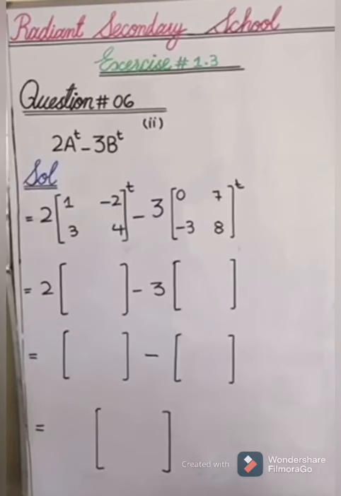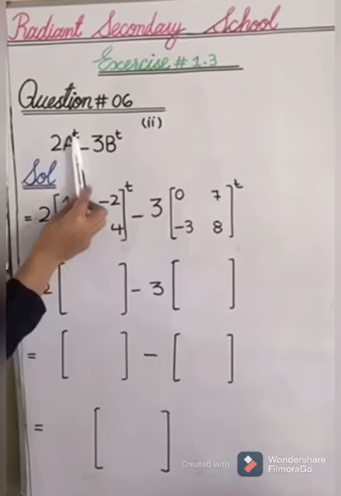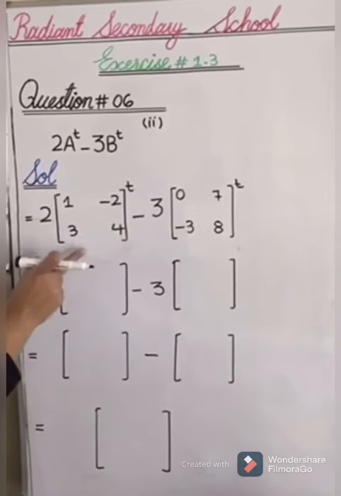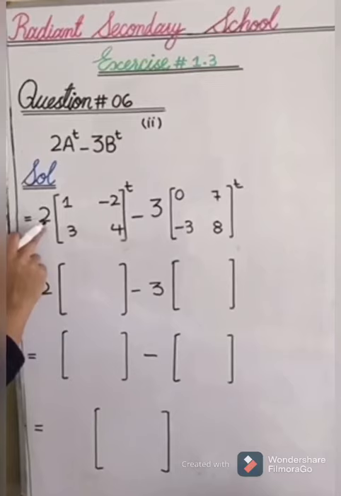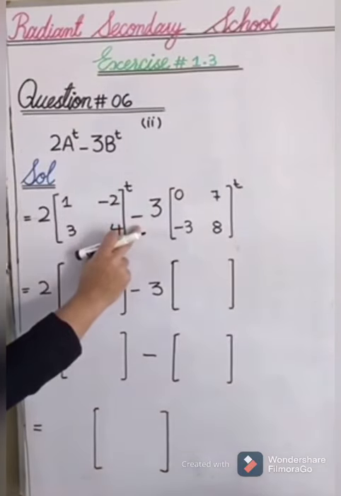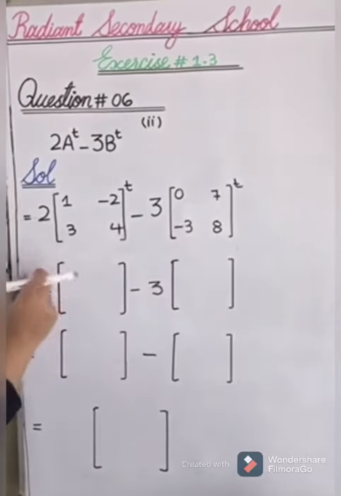So class, in question number 6 of exercise 1.3, we have 2 into A transpose minus 3 into B transpose. What we have to do is solve this equation. First of all, we will put the value of A and take transpose, then the value of B and take transpose, and after that we will multiply with 3 and then with 2.